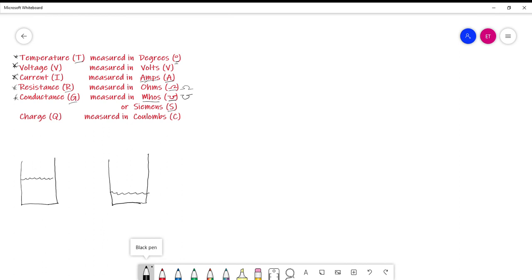Finally, we have charge, abbreviated as Q, and it's measured in coulombs, and that's abbreviated with a C. Okay, so you want to have those down pat. I mean, just memorize, because we won't be writing all the words out. We'll just be using the letters.